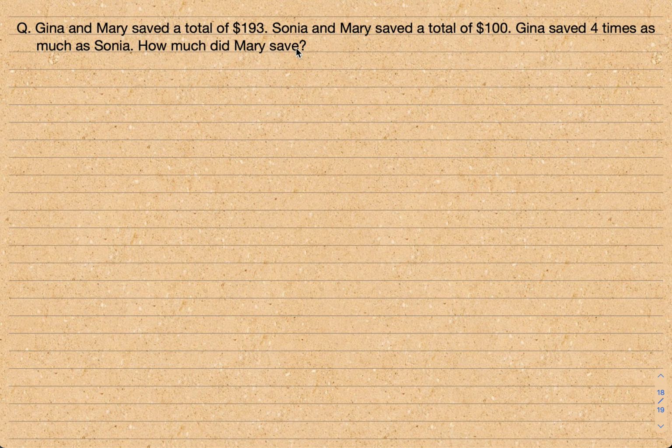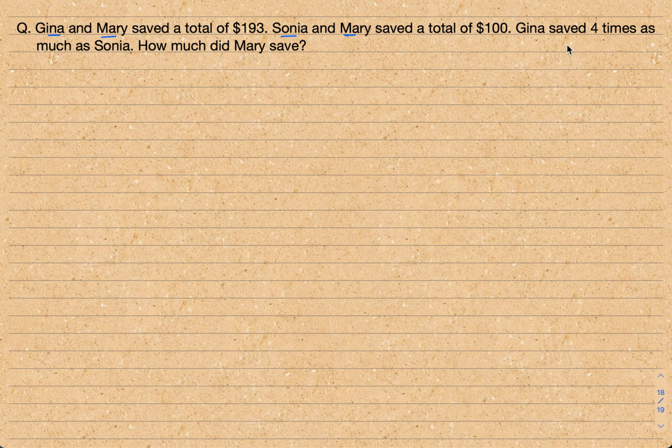Okay, so basically we have 3 girls here, Gina, Mary and Sonia. And the first sentence tells us that Gina and Mary together have $193. Means whatever amount Gina is having and whatever amount Mary is having, when we add them up, we get 193. Sonia and Mary's total is $100, right? So you can see here there is one person who is common, Mary. Here is also Mary with Gina, and here is also Mary with Sonia.